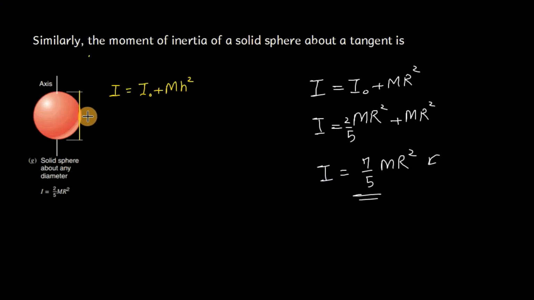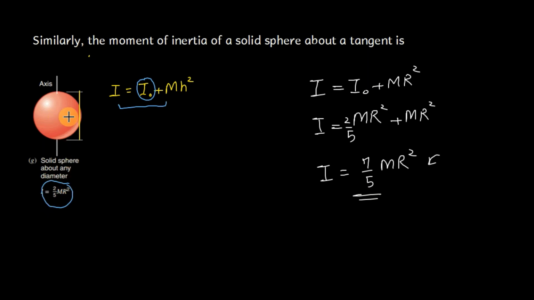Now, rotational inertia of a solid sphere about this line. This line is tangent to the sphere because it touches the sphere at a single point. What will be the rotational inertia of this sphere about this line? Again, using the definition of rotational inertia, I equals I naught plus mh square. I naught is the rotational inertia of the solid sphere about its center of mass, which is equal to 2 over 5 mr square.